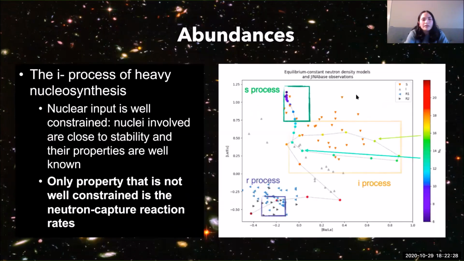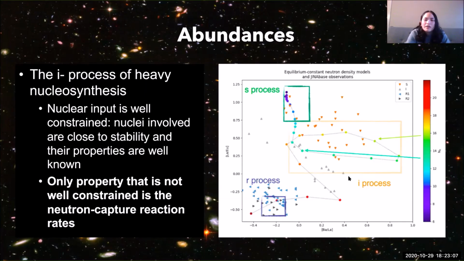Okay, so for the abundances, we have the S process, which is about 10 to the 8th neutrons per cubic centimeter in density, and the R process, which is 10 to the 20th neutrons per cubic centimeter in density. And the I process is recently proposed as the abundances, as you can see here. If it was either the S process or the R process, the abundances would be distributed along this line. But according to measurements and observations, we have a whole swirl of other abundances popping up in the graphics here.